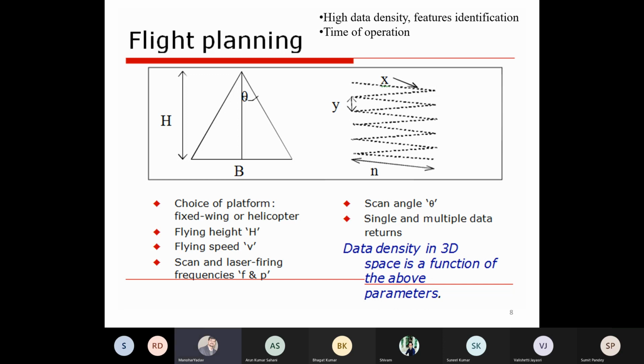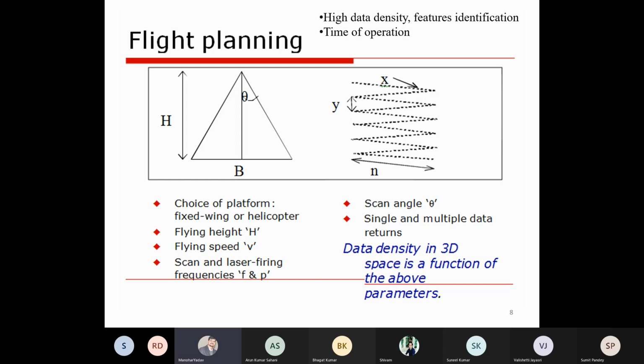Now, what is the length that we calculate? Our aim is to find the distance between two successive points, dx along the scan line, and 1 by dx along will be the line density along the scan line. So the inverse of the distance between two successive points gives you the line density along the scan line.